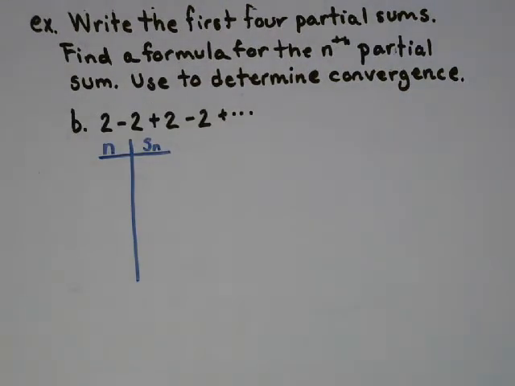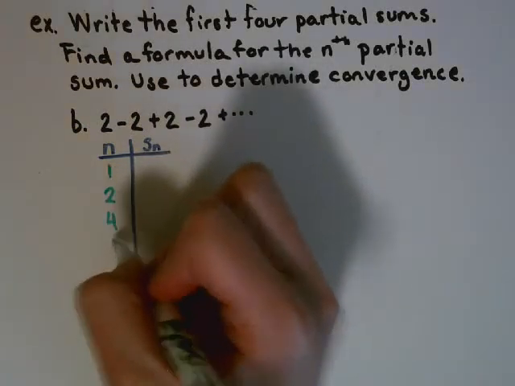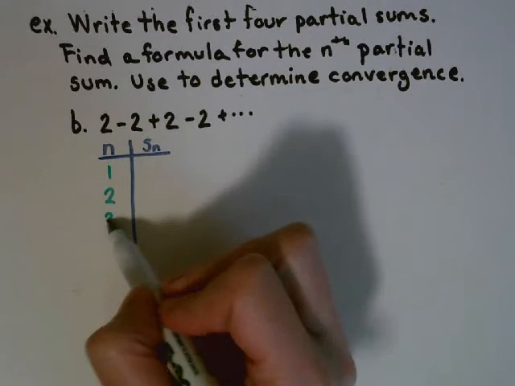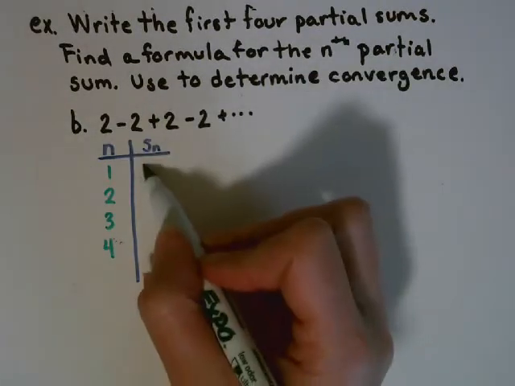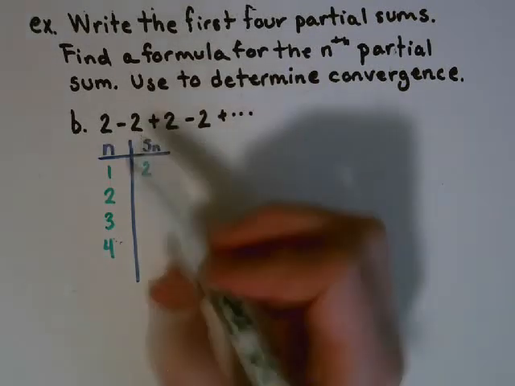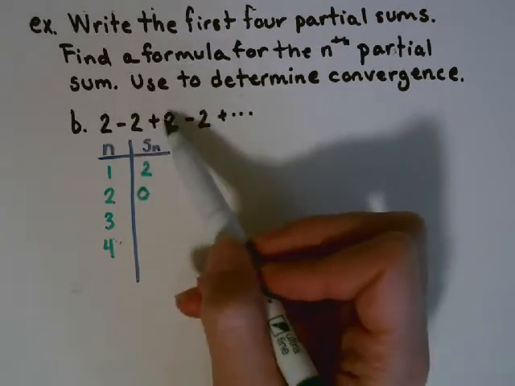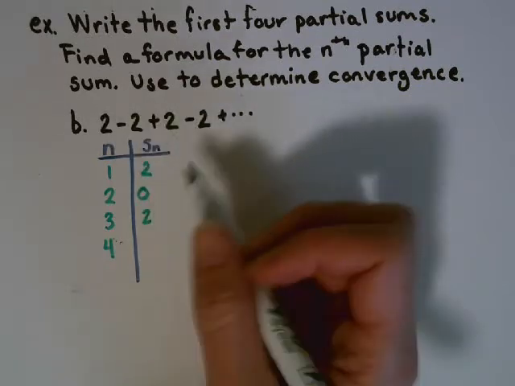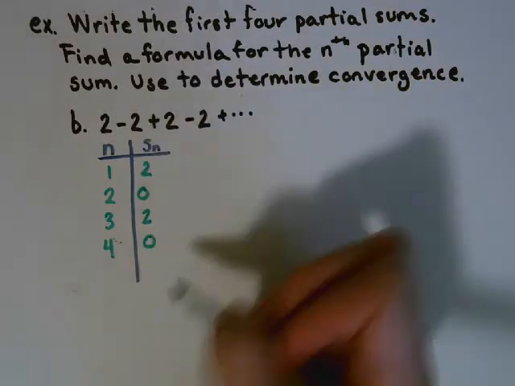So let's look at the series 2 minus 2 plus 2 minus 2. Well, if we do the partial sums, we're going to do 4 of these as well: 1, 2, 3, 4. If I add the first term, I'm going to get 2. If I add the first two terms, 2 minus 2, I'm going to get 0. If I have 2 minus 2 plus 2, we're going to have 2. And then 2 minus 2 plus 2 minus 2 gives me back to 0.